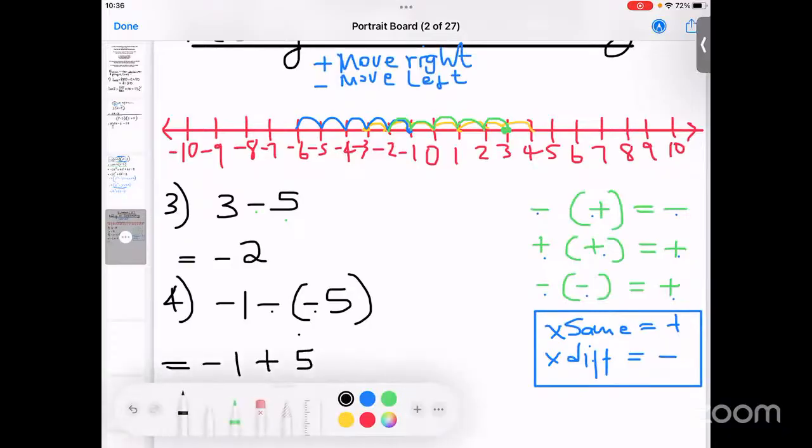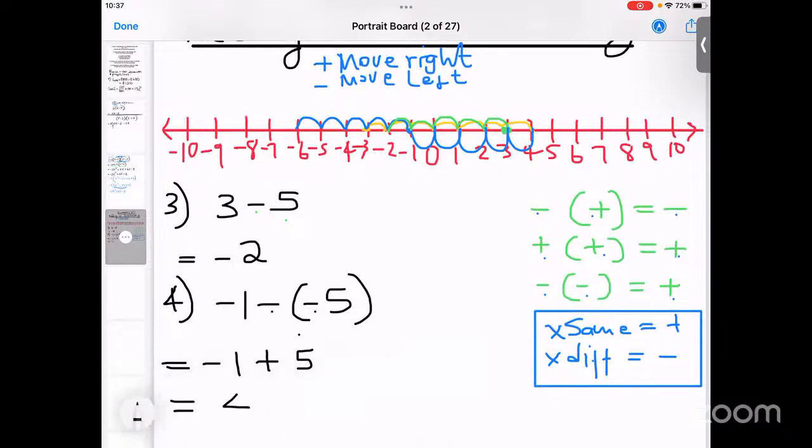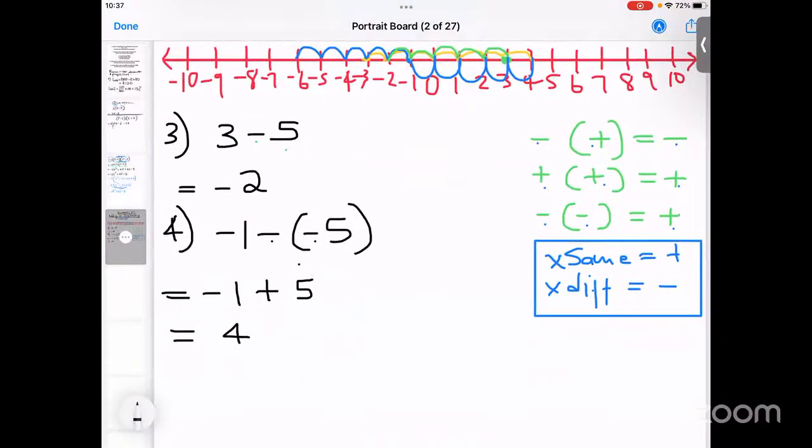Then now you can start counting nicely from -1 towards the right, because it's positive, and we count 5 times. So from -1, we count 1, 2, 3, 4, 5. Yes. So we land at 4. So that means the answer for this one is equal to 4. And let's add one more example. And then I think after doing that, you should have a better understanding of how the integers work.